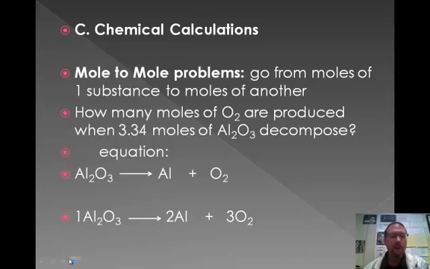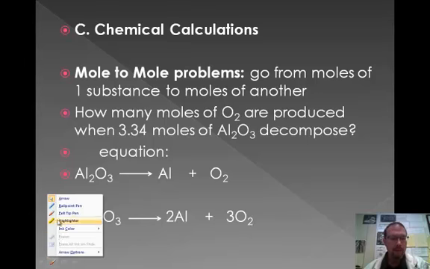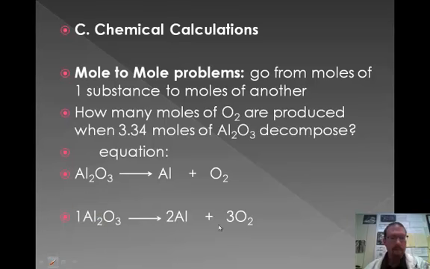So what you are looking for here, actually what you're given, is 3.34 moles of aluminum oxide. So you're starting with 3.34 moles of this right here. That is your known. I'm not going to try and draw all that out. You're trying to find moles of oxygen gas. So this right here is your unknown. That's what you're trying to get to.